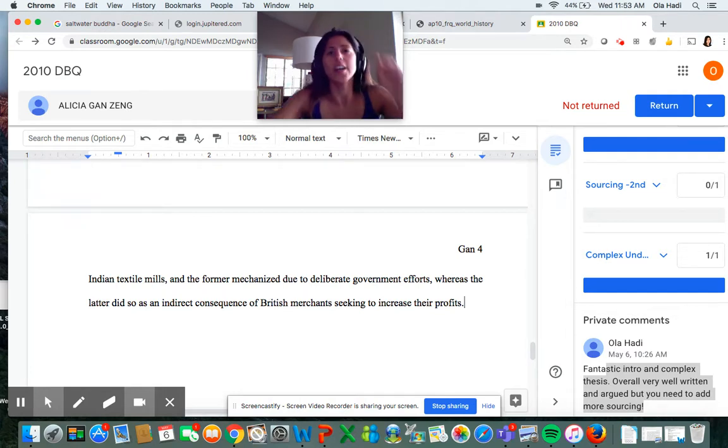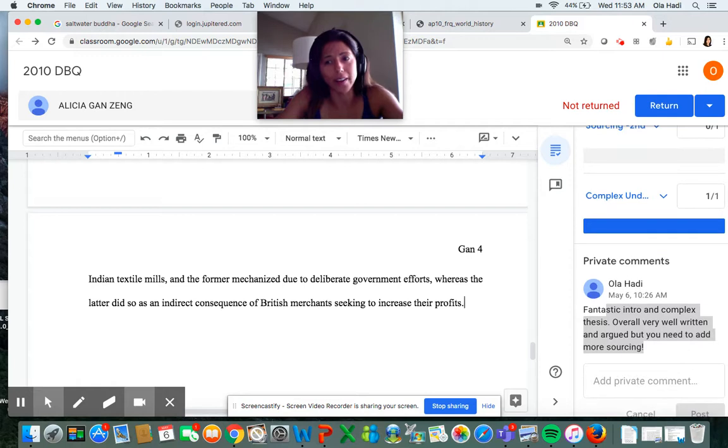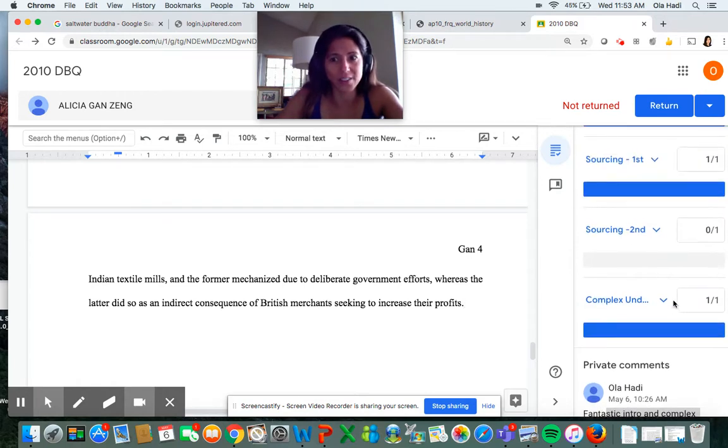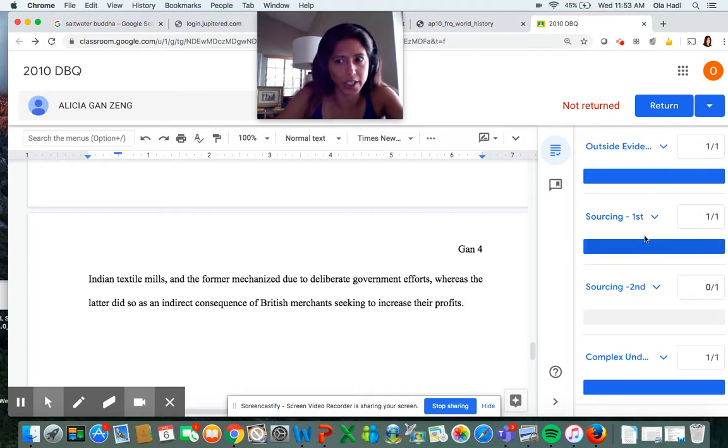Very nice. What could you add? Well, more sourcing. She missed that sourcing. She got the complexity point, which is really hard to get. Didn't get the sourcing point. You've got to make sure you're sourcing. So again, it would benefit her to have an additional paragraph that's just devoted to sourcing anything she didn't source yet, or just try to remember to do it in at least every paragraph once, so that if you mess up on one, you still have one to save you on the rubric.